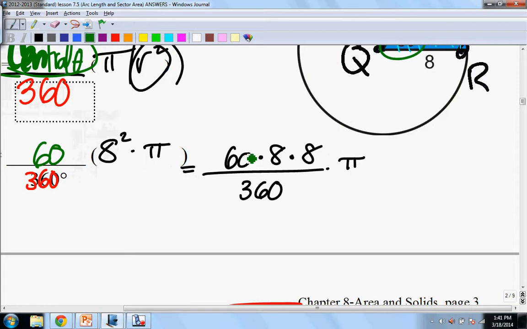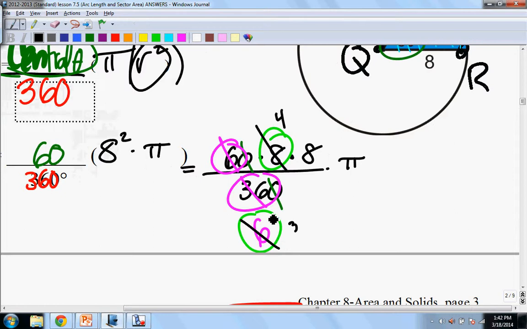Good. 8 squared. Okay, ready? Let's start by doing the simple step. Say goodbye to the zeros. Okay, circle the 6 and the 36. 6 goes into 36 how many times? Try it again. Sorry. That's okay. There's a 6 there. Ready? Okay, circle the 8 and the 6 because that reduces. 2 goes in here 4 times. And 2 goes in here 3 times.